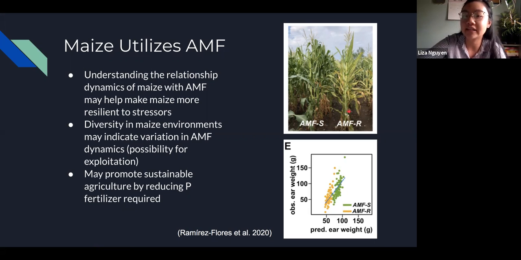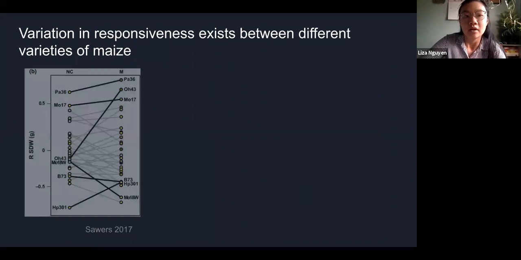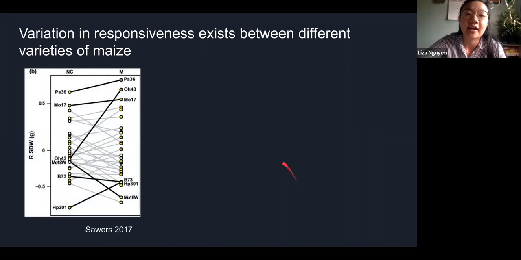The plants with no mycorrhizae are yellower and they're not as lush, and they exhibit more leaf senescence than plants that do have mycorrhizae. And you can also see that there's a difference in ear weight between plants with and without mycorrhizae. So this is really exciting because this indicates that there's a real connection of how maize utilizes mycorrhizae to agronomically important traits. It's also been demonstrated that different varieties of maize respond differently to mycorrhizae.